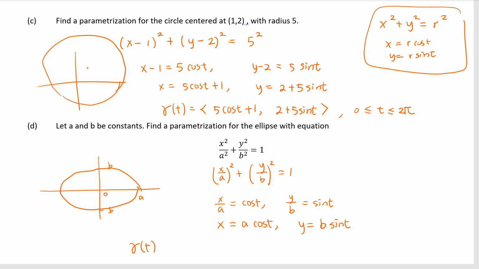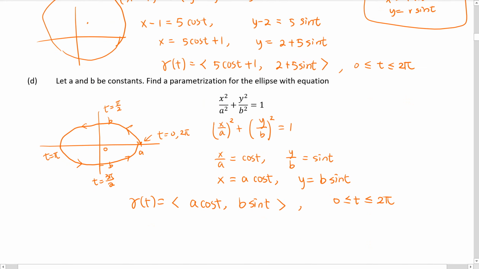So gamma of t is x equals a cosine t, y equals b sine t, because we want the whole ellipse, so t goes from 0 to 2 pi. And also the orientation is counterclockwise, so this point corresponds to t equals 0. This point corresponds to t equals pi over 2. Here t equals pi. Here t equals 3 pi over 2. And when t is 2 pi, we get to the original point. So far, so good.